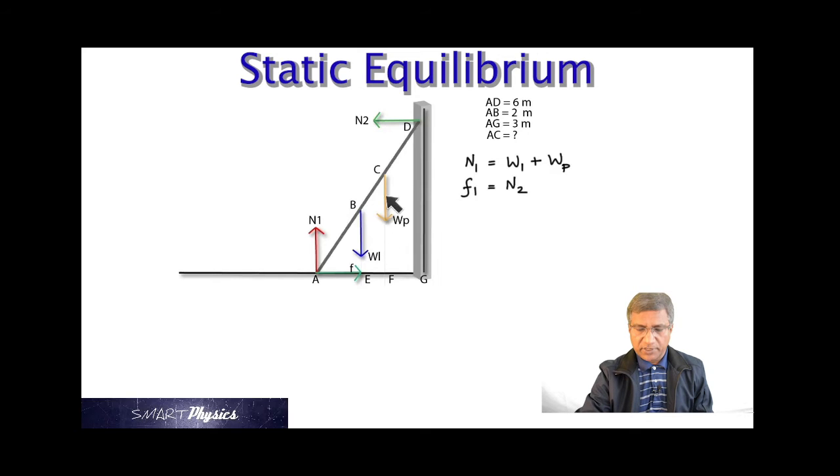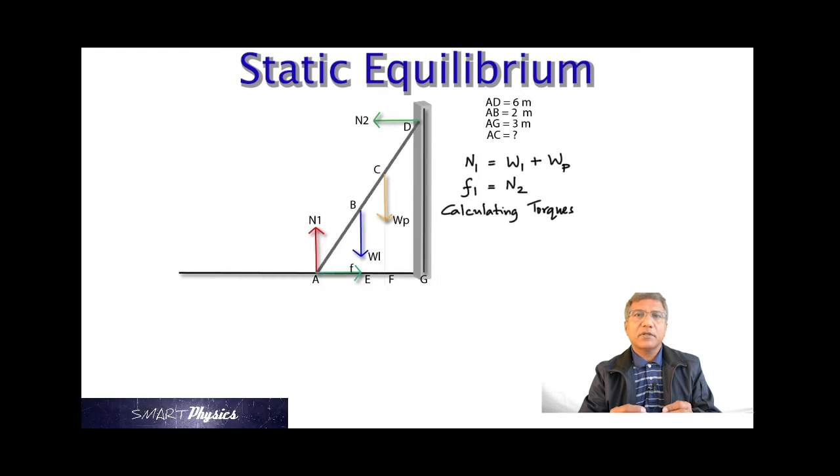And then there are two clockwise torques. One is WP, and the torque due to that would be WP times AF, because this is the line of action of the force. This is the perpendicular distance. Another clockwise torque would be due to the weight of the ladder. The weight of the ladder is acting along this line. This is the perpendicular distance, so it would be the weight of the ladder multiplied by AE. So the second condition, we are again calculating the torques about the point A.